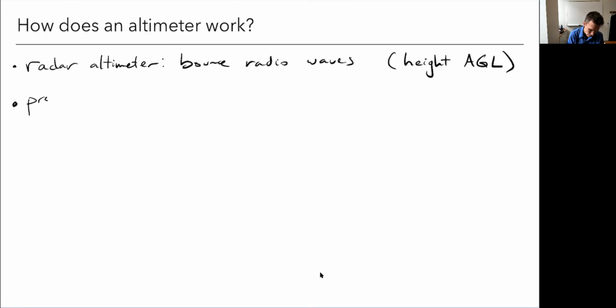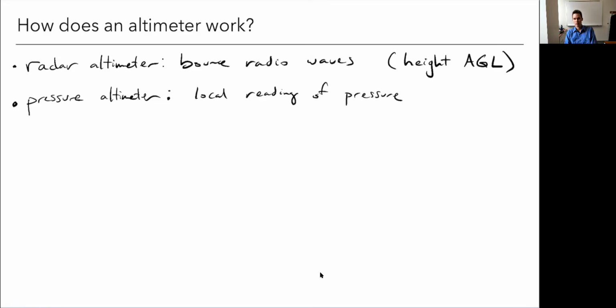Another device that you may be familiar with, and you may have devices that use this technique, is called a pressure altimeter. So this uses a local reading of pressure. Some smart watches or other types of devices do this kind of thing, right, where they can measure the pressure. And then from that, we're going to calculate an altitude, generally from a model of the atmosphere. That's something we'll talk about in a minute.